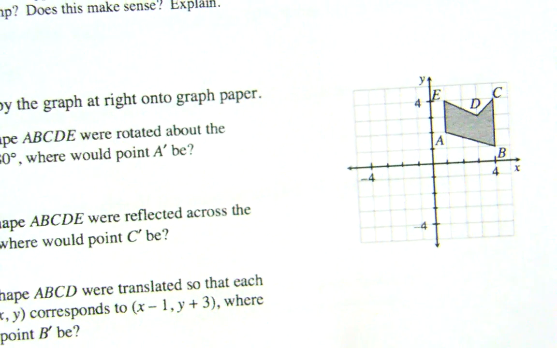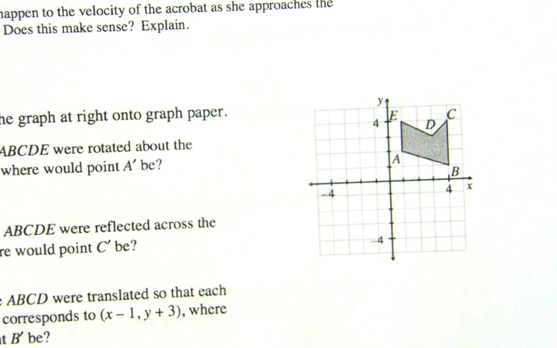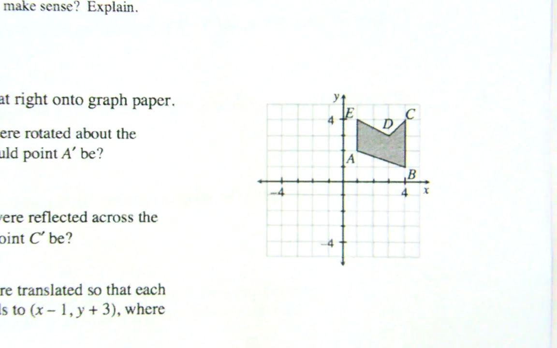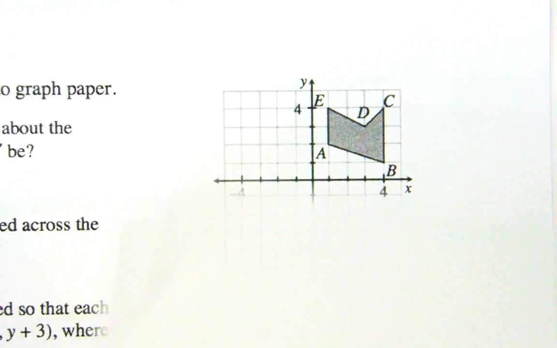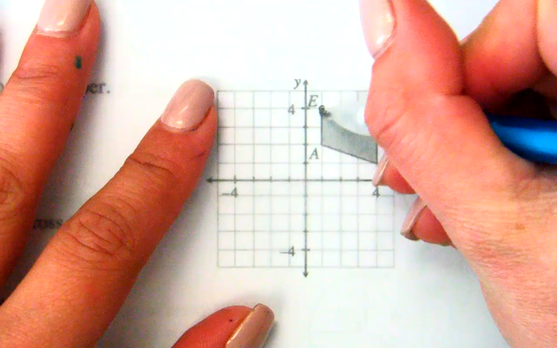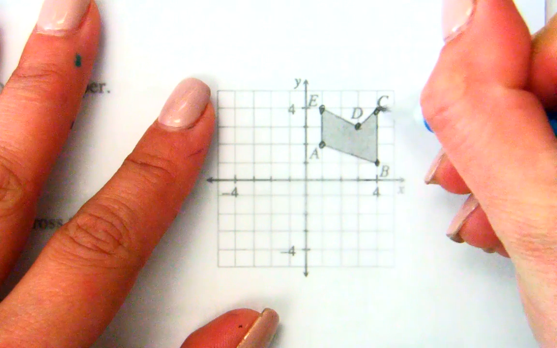All right, 80. Copy the graph at the right onto your graph paper. If the shape ABCD was rotated about the origin 180 degrees, where would A prime be? So we're going to use a pencil. If you've never actually done this on graph paper before, please do it on graph paper, because it would make your life so much easier. So this is point E, this is point A, this is point B, this is D, and this is C.